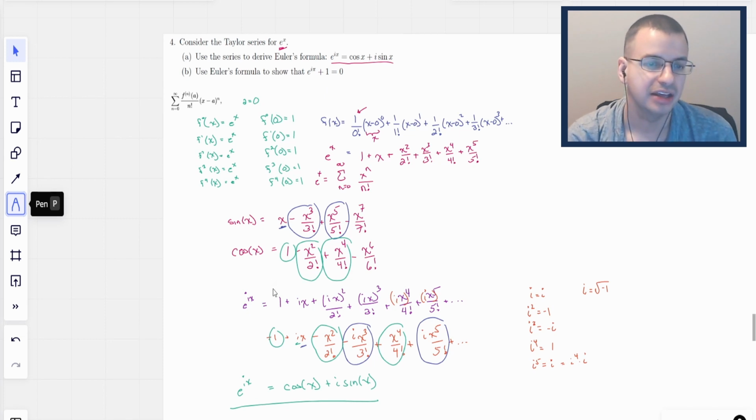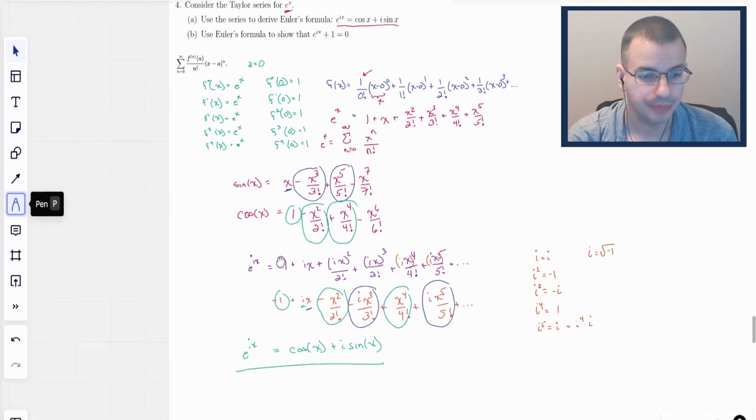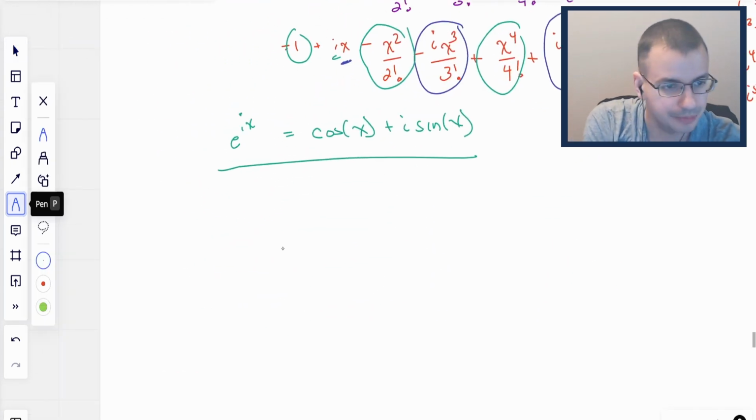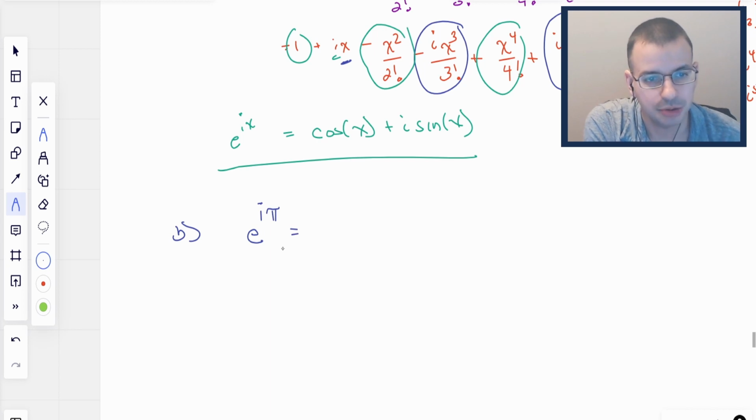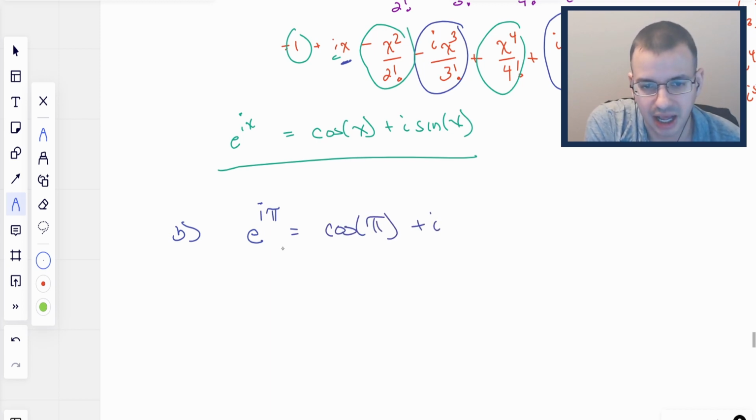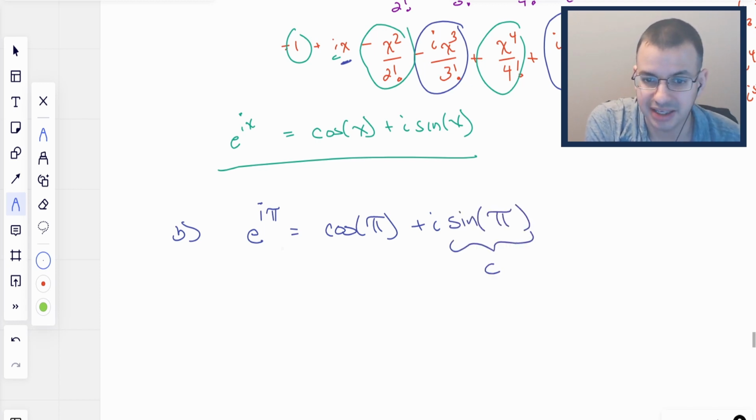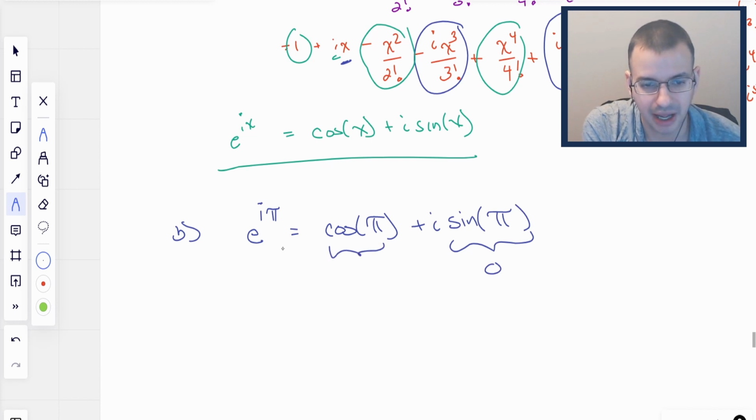And then for the last part, it asks us to use Euler's formula to show that e to the i pi plus 1 equals 0, and this isn't too bad. So I'm going to do this one quick just to be complete. We have e to the i pi. We replace x with pi. This gives us cosine of pi plus i sine of pi. Sine of pi is 0. Cosine of pi is -1. So we have e to the i pi equals -1.